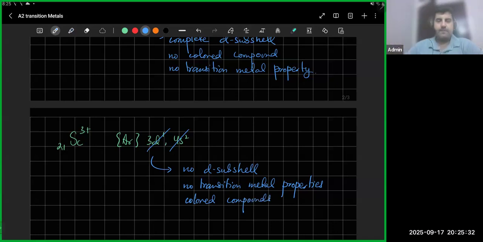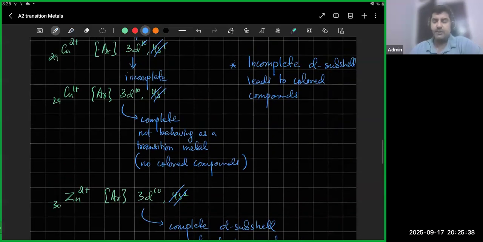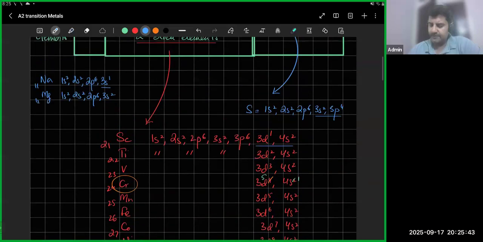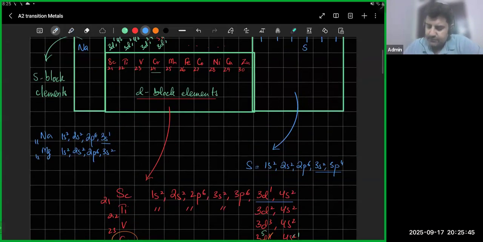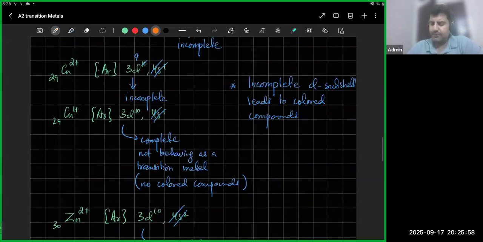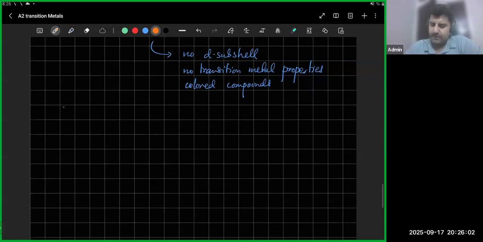Now, one by one, we're going to talk about it. We now know which one is a transition metal and which one is not, and I'm going to mark it over here: these two, zinc and scandium, and there are a lot more elements over here which are not transition metals. But the top row is the more important one. So one by one, we're going to talk about their properties.